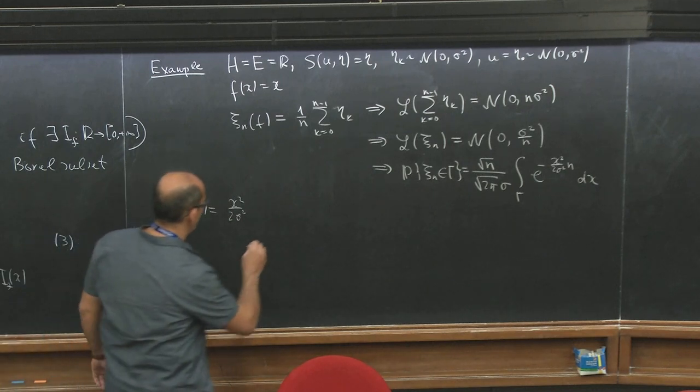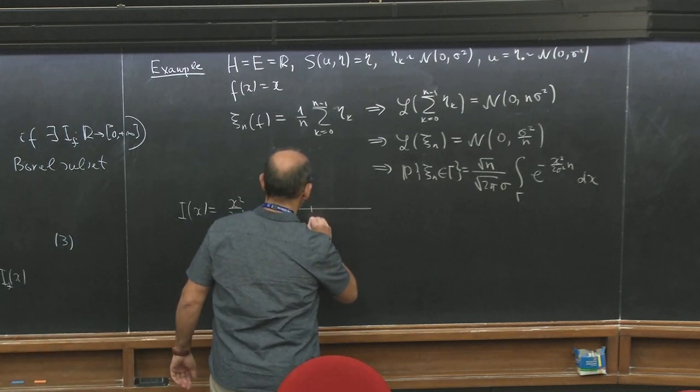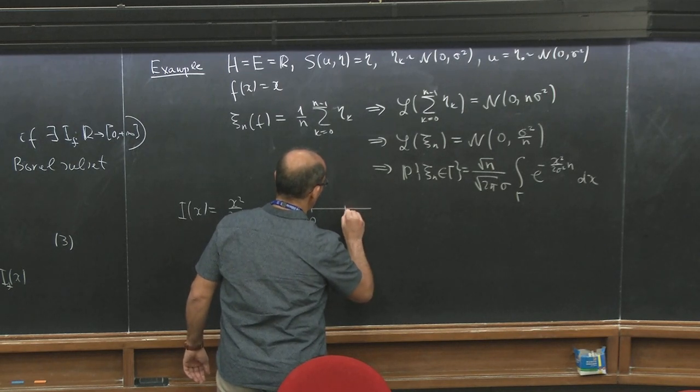However, let's consider the following two cases. So this is 0. Gamma is an interval here.